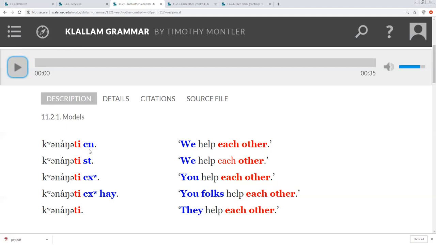This differs a bit, surprisingly, from English. In English, we can't say, I help each other. In Klallam, that's okay and is usually translated the same as the sentence with st, we, as the subject. Similarly, the singular you is as acceptable as the plural. The subtle difference in meaning between the first two models is that the first one implies that sin, I, started the helping. The second model implies that we both initiated the help activity together.